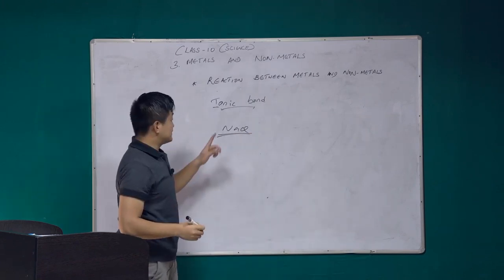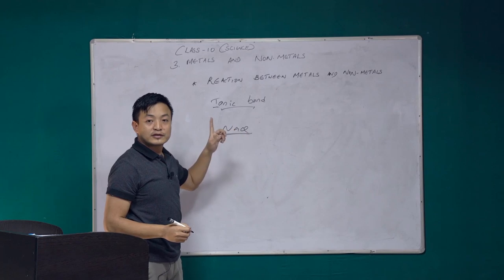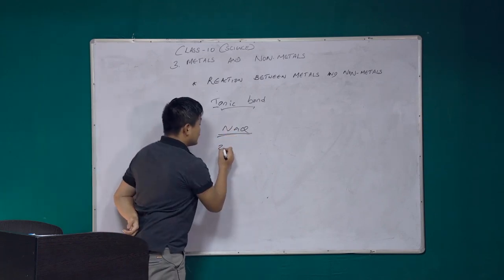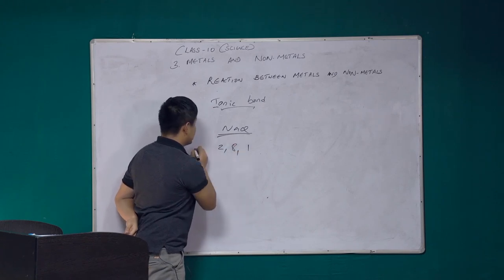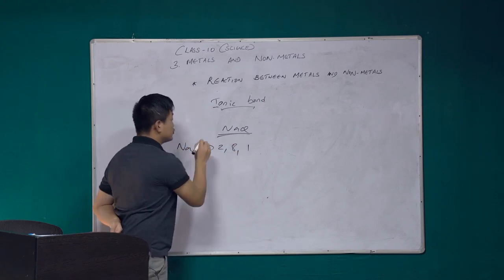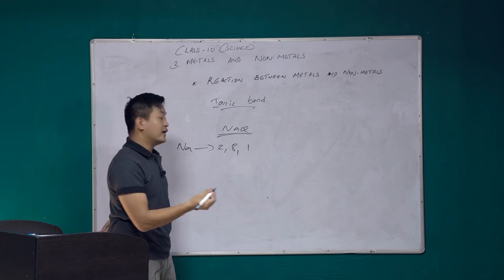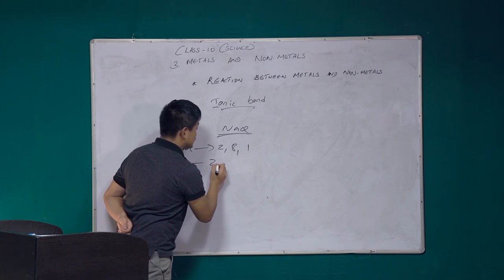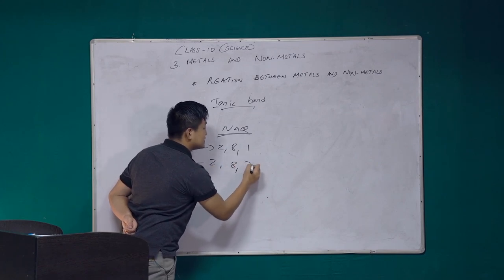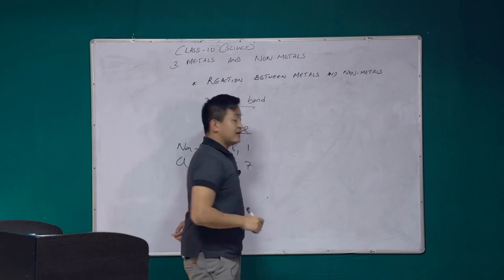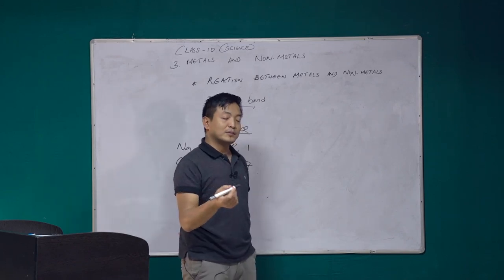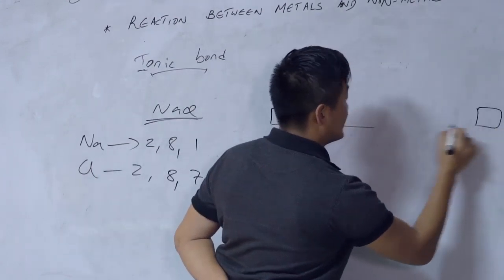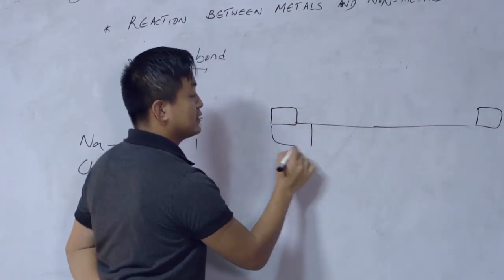NaCl, there's a bond between sodium and chlorine. What kind of bond? Ionic bond. So now, in the last class, I gave the electronic configuration of sodium, that is 2, 8, 1, and for chlorine, that is 2, 8, 7. And having said that, in the periodic table, we have 18 groups.